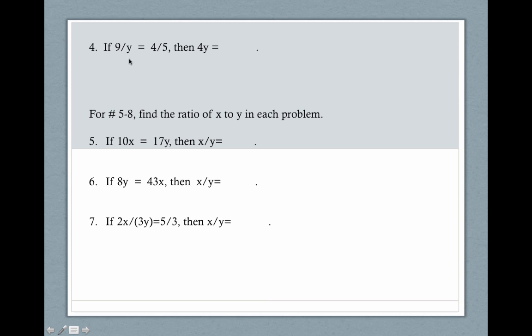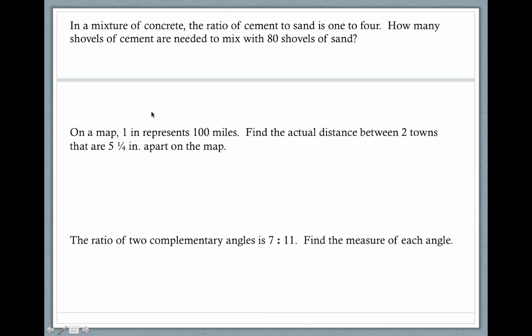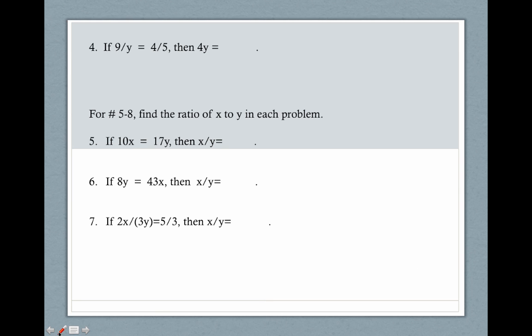Okay, so if 9 over y is 4 over 5, then 4 times y, so, oops, let me get a pen so I don't skip pages there. Maybe a different color. Let me rewrite this in the way it was. 9 over y is 4 over 5, then 4 times y, so these two times each other, is 9 times 5, is 45.